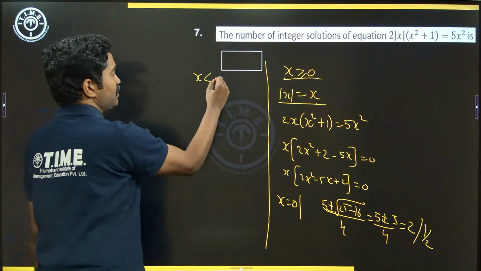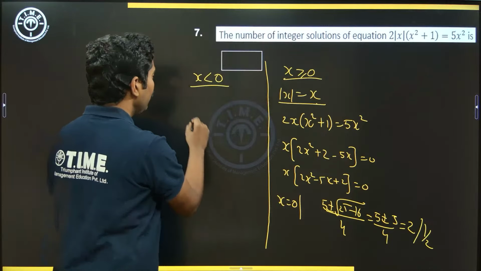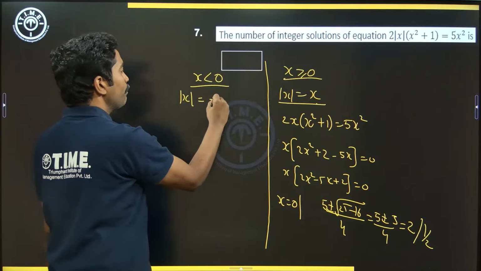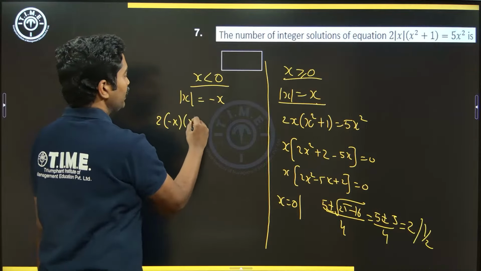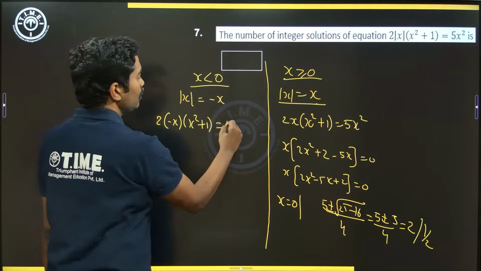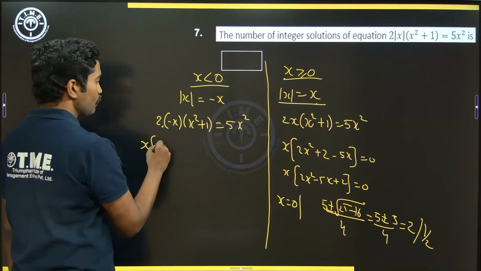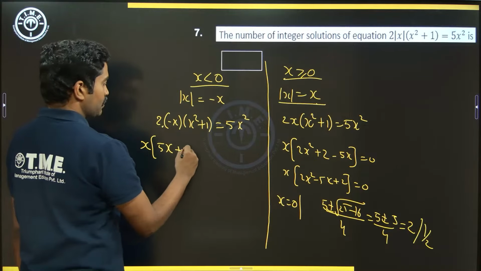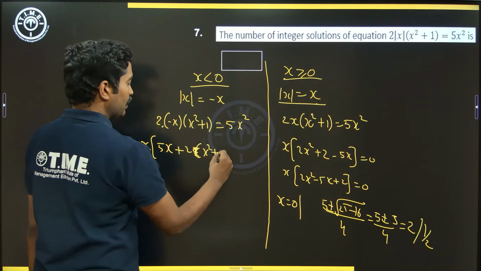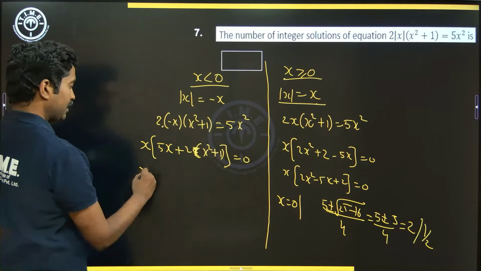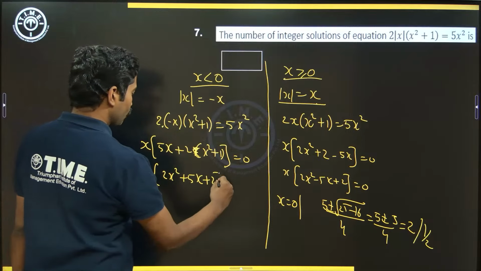Now what happens when x is less than 0? The modulus kicks in, it does its job, right? Mod of x then would be equal to minus x. So let's put it there. 2 into minus x into x square plus 1 is equal to 5x square, right? Let's take this to the right hand side now. x into 5x plus 2x plus 2, into this x square plus 1. This is equal to 0. x into 2x square plus 5x plus 2 is equal to 0.